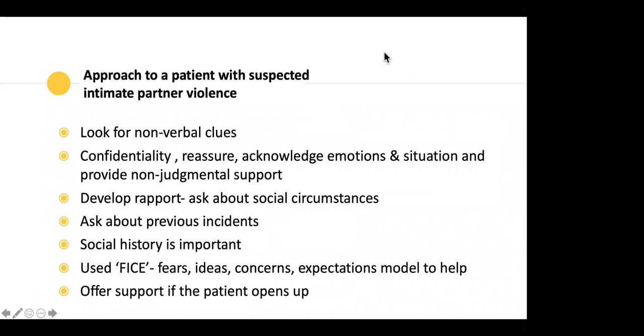I think another aspect is that it was probably difficult because it's not a face-to-face scenario, but in the actual scenario, you would look for non-verbal clues. So maybe if she had a bandage on her arm. You did reassure confidentiality, but also just acknowledge her emotions and provide non-judgmental support. I would have developed more rapport before you asked the sexual history. And in a situation where you're leaning towards physical abuse, maybe I wouldn't have asked the sexual history first or so early.